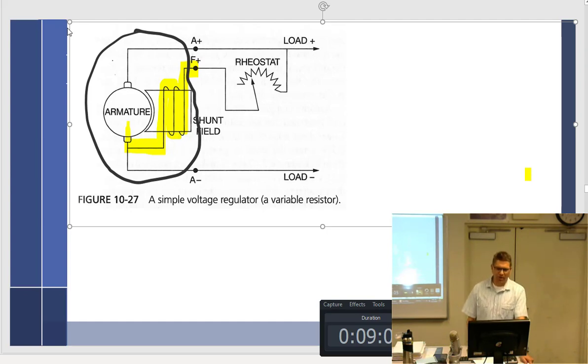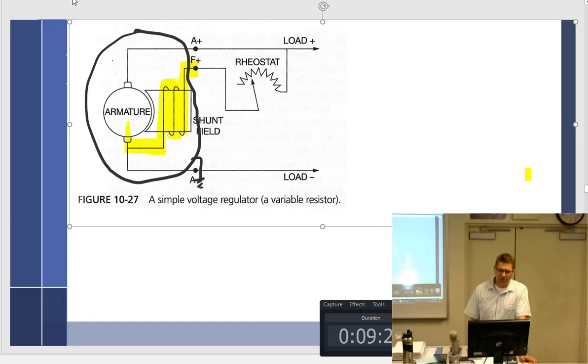The generator on this particular one has 3 posts coming out: A plus, F plus, and A minus. Where's A minus going to be? Ground. So that's probably a ground. It probably doesn't really have an A minus, and it may not really come out that way. But I'm definitely going to have an A plus and an F plus.